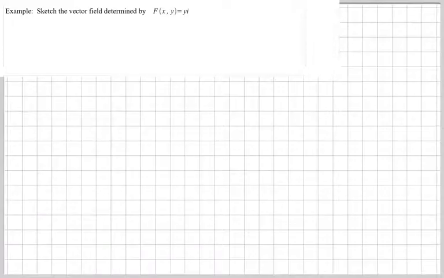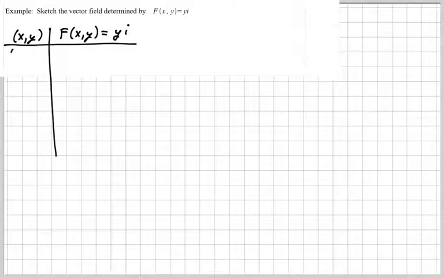We're going to sketch the vector field determined by F of x, y is equal to y i. So the j component is going to be 0 for each vector in the vector field. Let's go ahead and do an x, y table, where F of x, y is equal to y i. And then we're just going to pick some points. We'll start with the origin. And at the origin, we're going to have the zero vector.